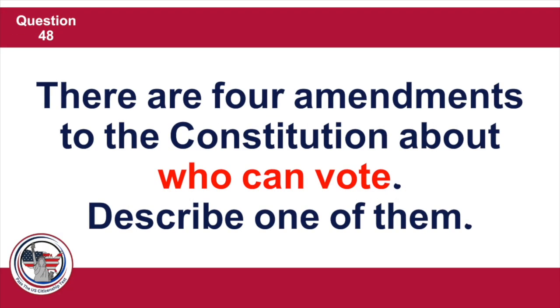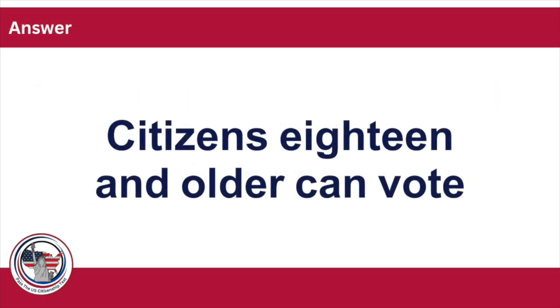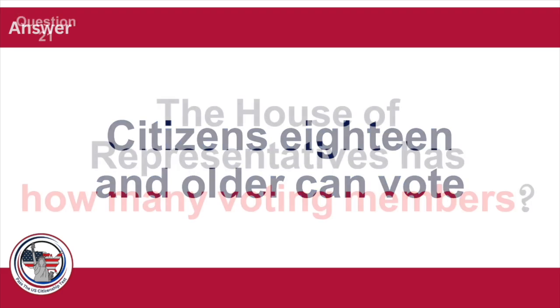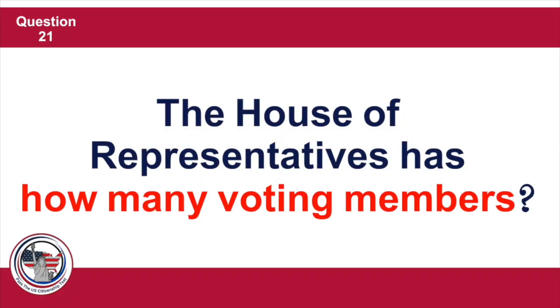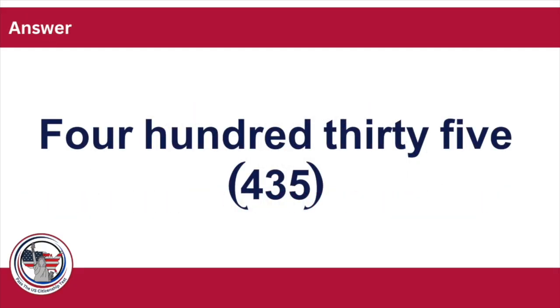There are 4 amendments to the Constitution about who can vote. Describe one of them. Citizens 18 and older can vote. The House of Representatives has how many voting members? 435.